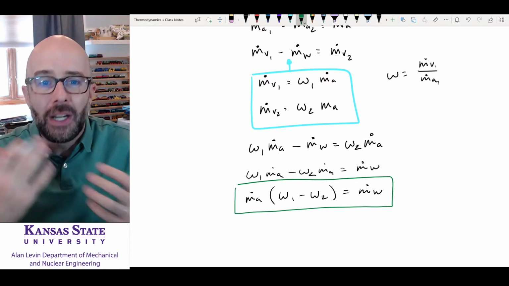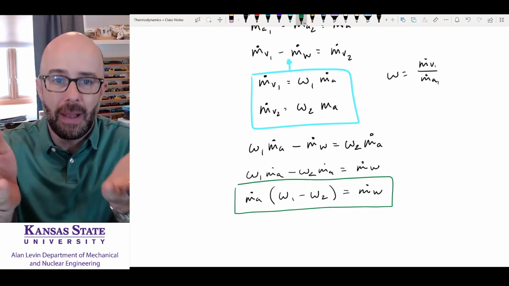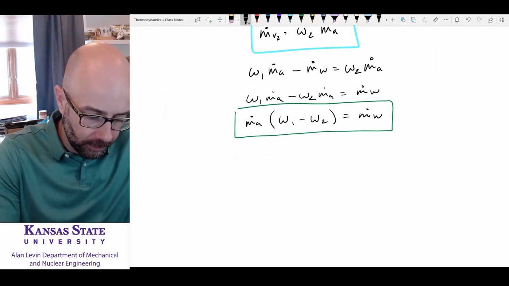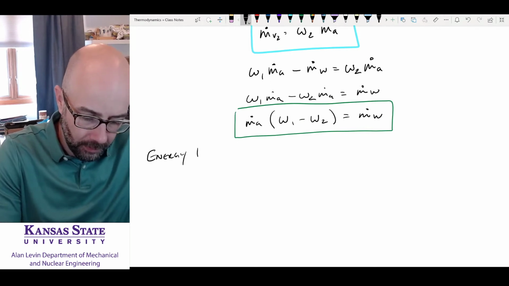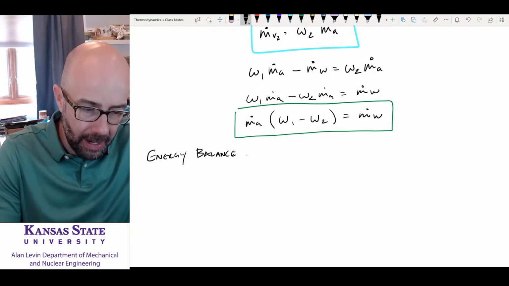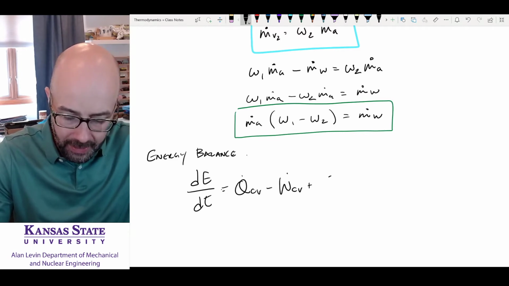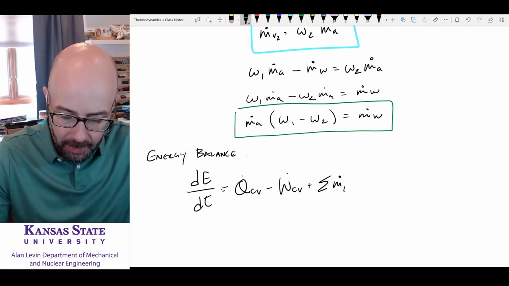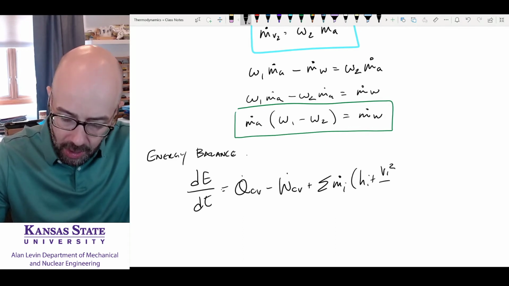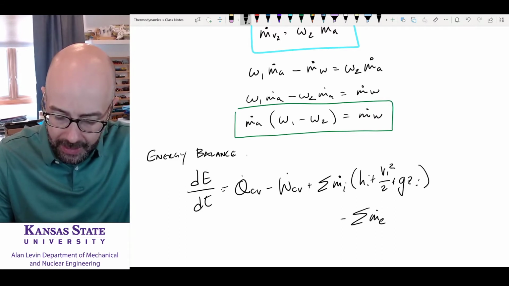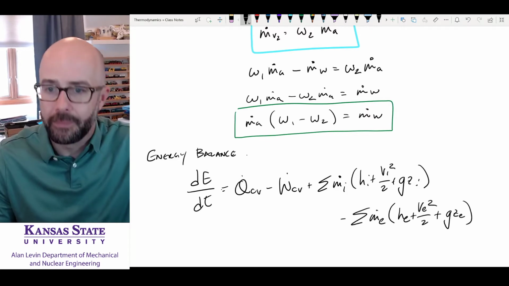We do our energy balance now in addition to our continuity balance, which we've already provided to you right here. Okay, so energy balance. Our energy balance, dE/dt, is equal to Q dot CV minus W dot CV plus the summation of my mass flow rate in times my enthalpy in, my kinetic energy in, and my potential energy in, minus the summation of my mass flow rate out times my enthalpy out plus my kinetic energy out plus my potential energy out.